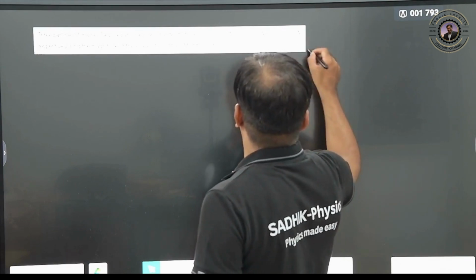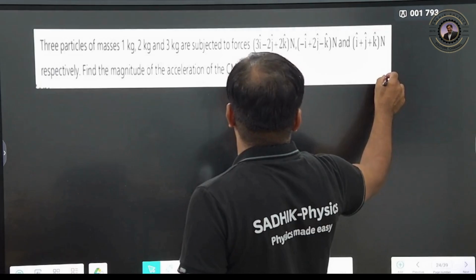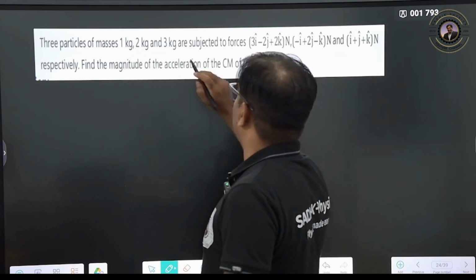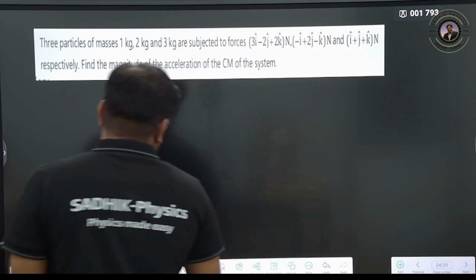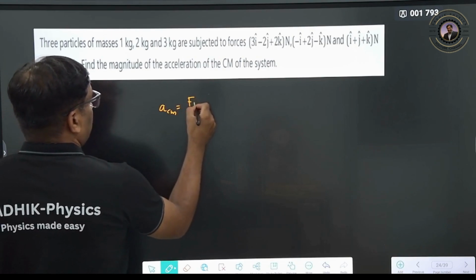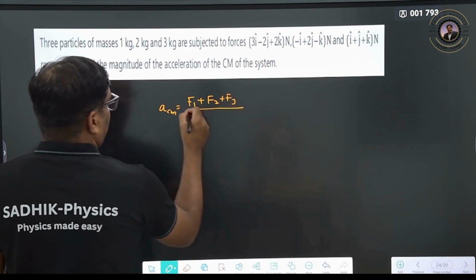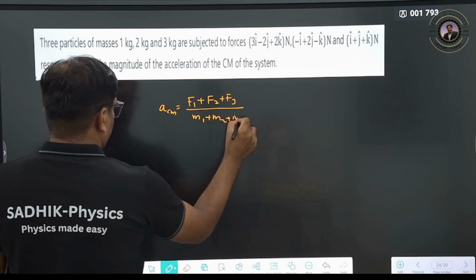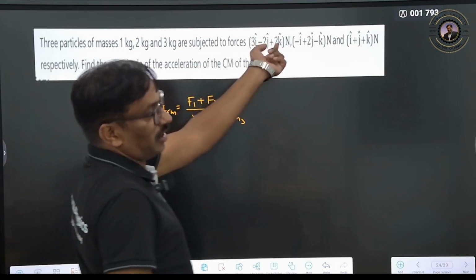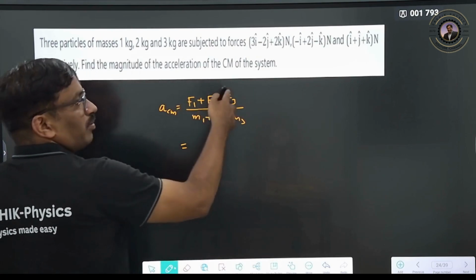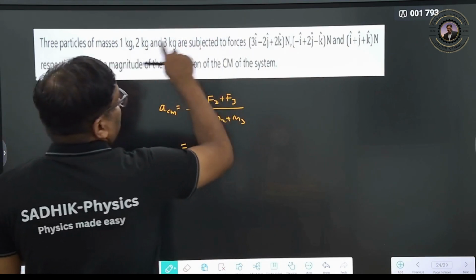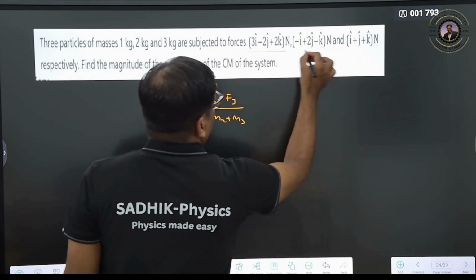Here there are 3 particles, 1 kg, 2 kg and 3 kg, subjected to these forces. Most students will get confused about the magnitude of the acceleration here. The acceleration of your system will be equal to F1 plus F2 plus F3 divided by M1 plus M2 plus M3. The forces are directly given, so there is no need to multiply. These are not accelerations. If accelerations were given, it would be M1A1 plus M2A2 plus M3A3, but here the forces are given. Many students multiply anyway, and then everything goes wrong.